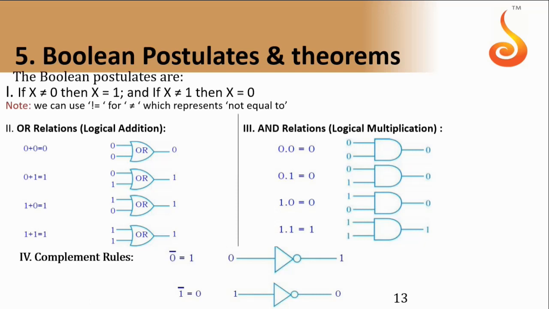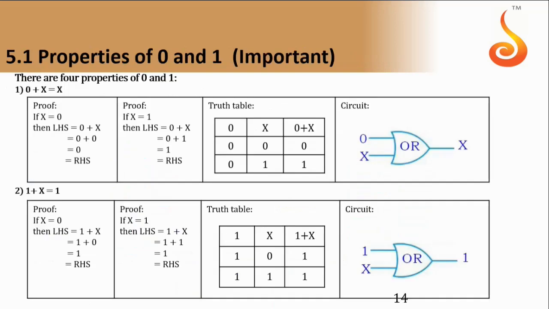So, we are done with Boolean postulates. Now, we will go to properties of 0 and 1, which is important. We will use this when you are evaluating an expression. So, the important properties of 0 and 1. First property is 0 plus x is equal to x.